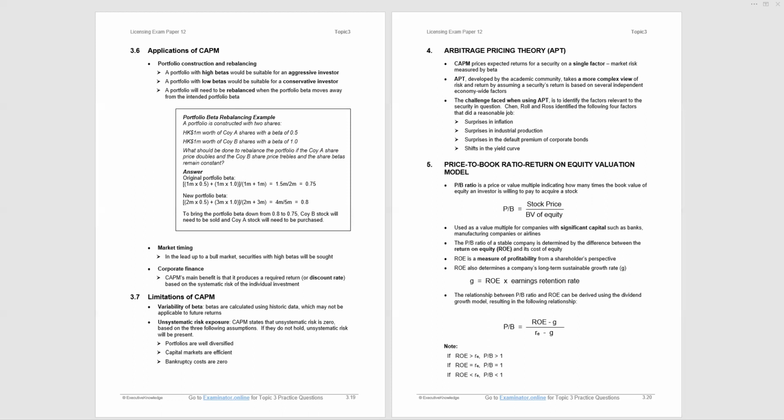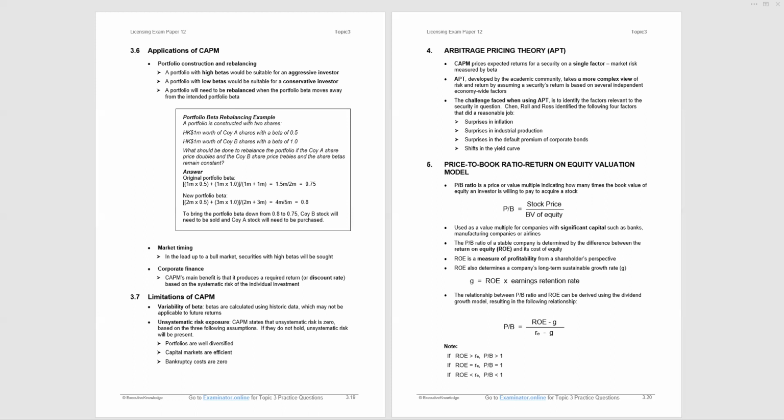Return on equity is a measure of profitability from a shareholder's perspective. Also, it determines a company's long-term sustainable growth rate, G. And the growth rate in earnings is return on equity multiplied by the earnings retention rate. So the more you retain in terms of earnings in a company, the faster earnings will grow, just because you are feeding investment back in.